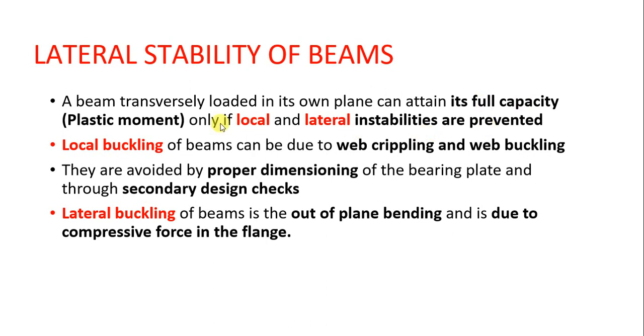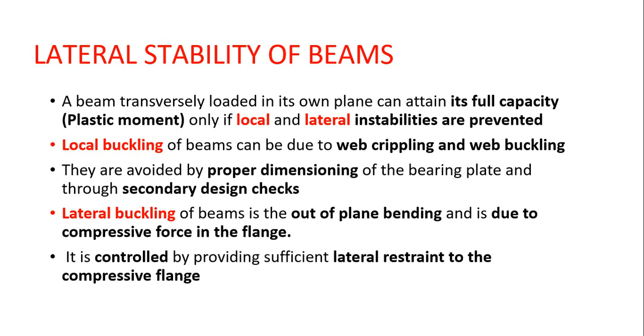So local instabilities are web crippling and web buckling. I'll be discussing these two terms later, and these can be avoided by proper dimensioning of bearing plate and through secondary design checks. The other thing is lateral buckling. This is nothing but out of plane bending and is due to compressive force in the flanges if you're taking an I section or channel section. This can be controlled by providing sufficient lateral restraint to the compressive flange.